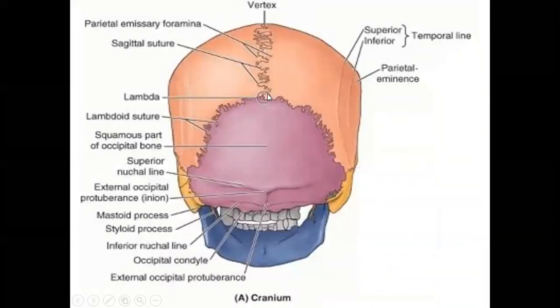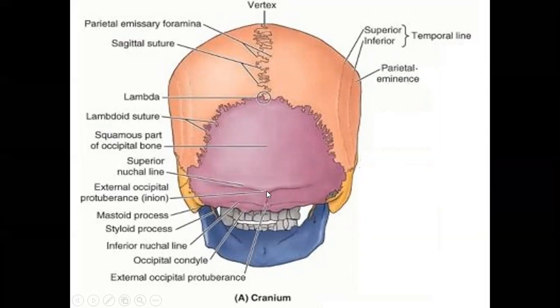The lambda, you can see there. You can see here, this is more clear. The superior nuchal line, this is the inferior nuchal line. And then the lambda is actually a junction between the sagittal suture and also the lambdoid suture. And then we also have the external occipital protuberance here. The remaining part you can see on your own.